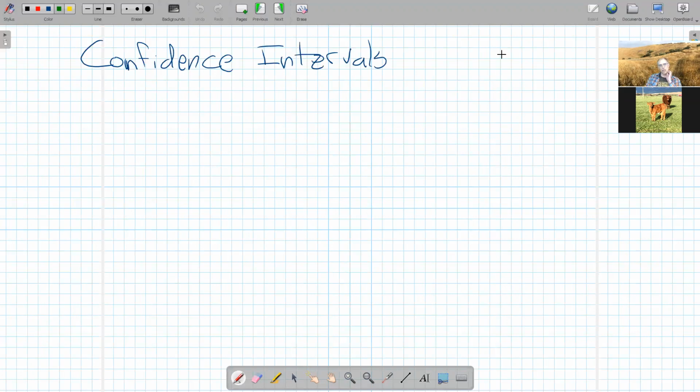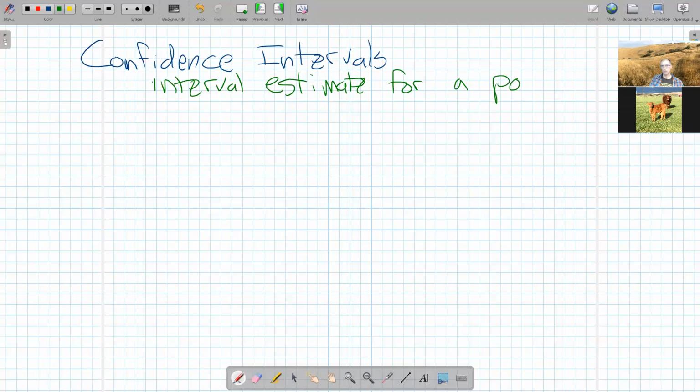So this is where the idea of a confidence interval comes into play. A confidence interval is a type of interval estimate, so it's an interval estimate for a population parameter.